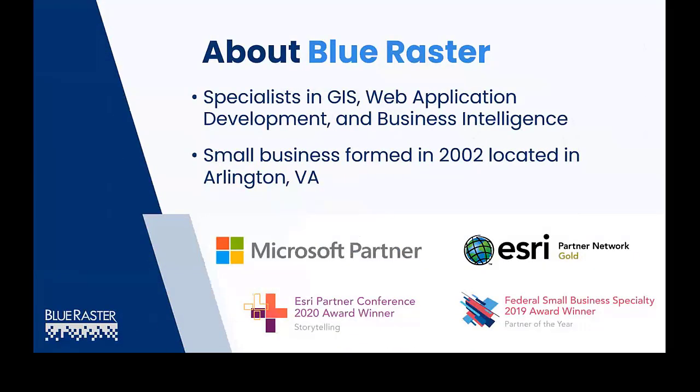A little bit about Blue Raster. We are a small business formed about 20 years ago. We're headquartered in Arlington, Virginia. I'm speaking to you today from Bethesda, Maryland, right outside of Washington, D.C. And we are specialists in GIS, web application development, business intelligence, among other things. We're also a Microsoft partner and an Esri partner.